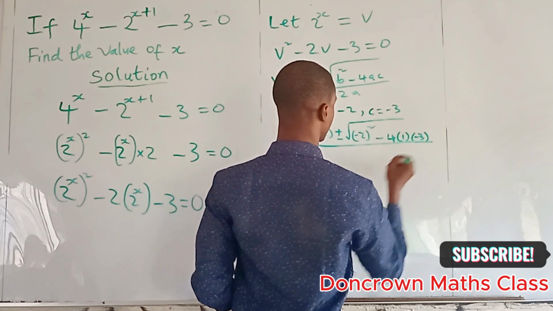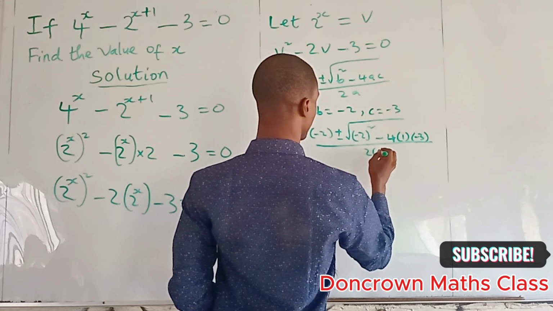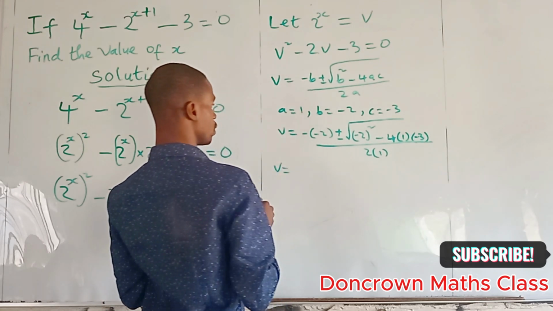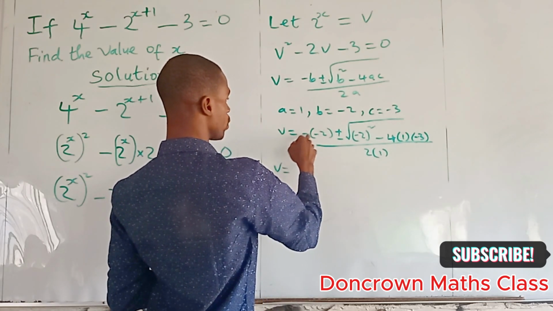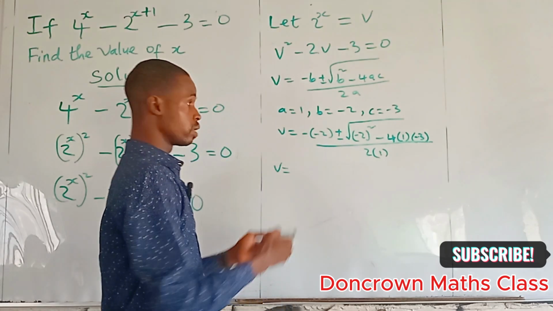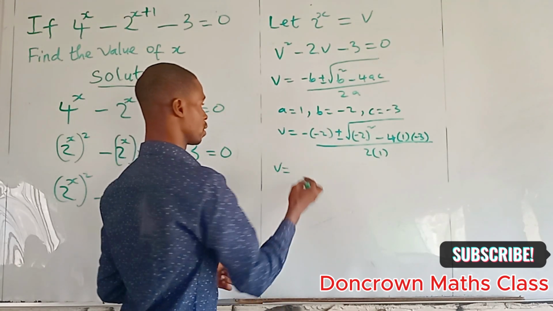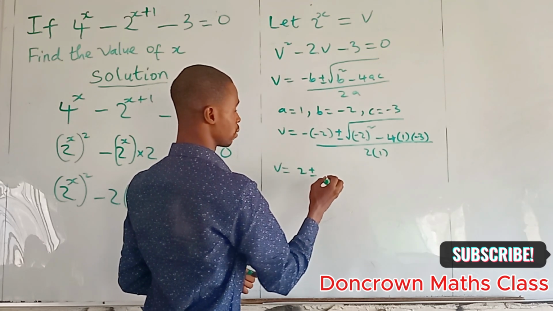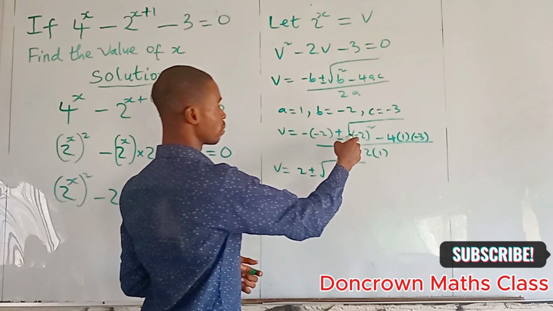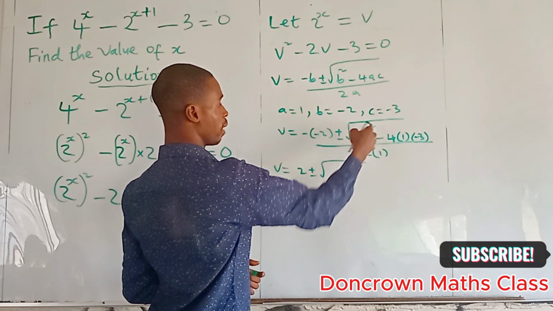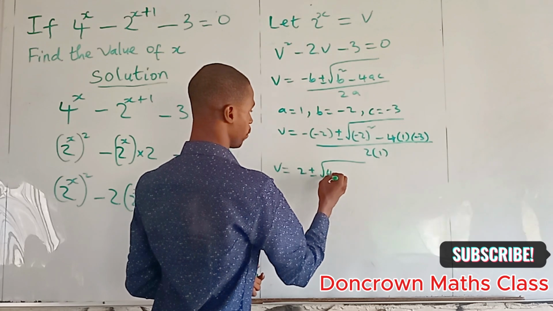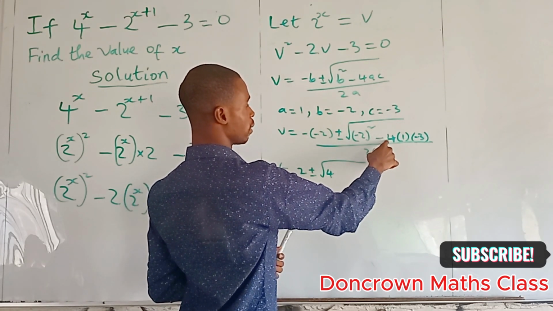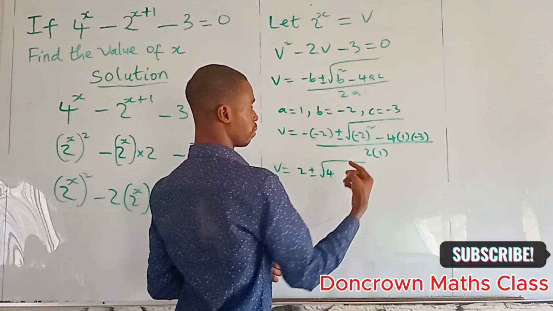So all over what? 2, open bracket what? 1. So therefore we have our v is equals to what? So this minus times this minus will give us plus. So we have 2 plus or minus root. Now minus 2 raised to power 2 is 4. So we have 4. You get that now? So now this minus 4 times 1 will give us what?